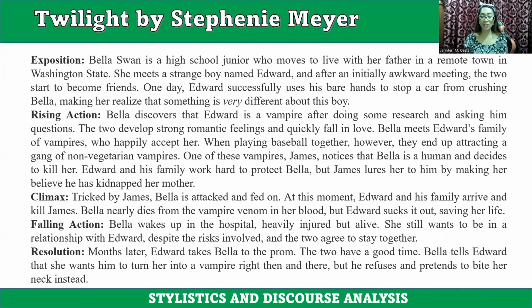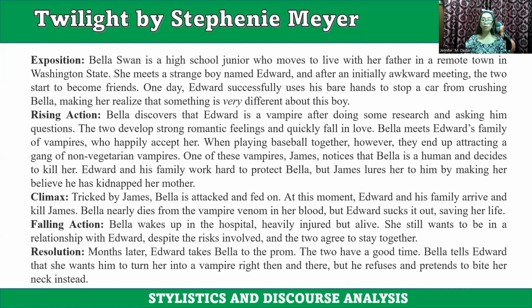And for the rising action, Bella discovers that Edward is a vampire after doing some research and asking him questions. The two develop strong romantic feelings and quickly fall in love. Bella meets Edward's family of vampires, who happily accept her. When playing baseball together, however, they end up attracting a gang of non-vegetarian vampires. One of these vampires, James, notices that Bella is a human and decides to kill her.